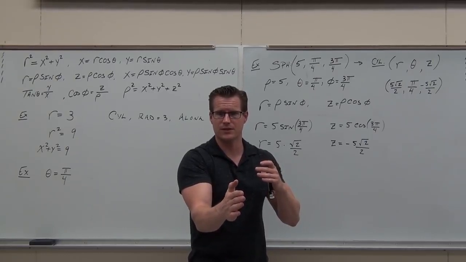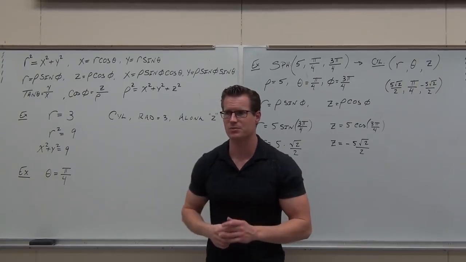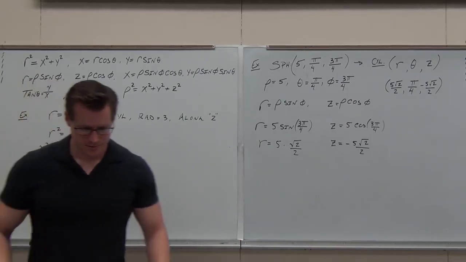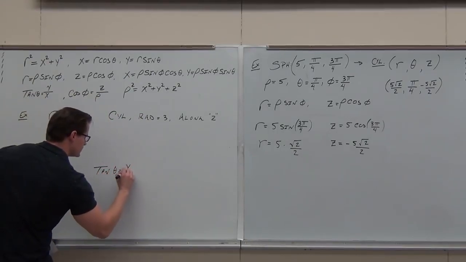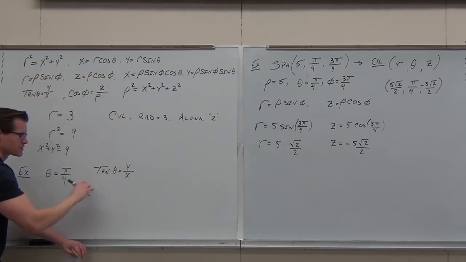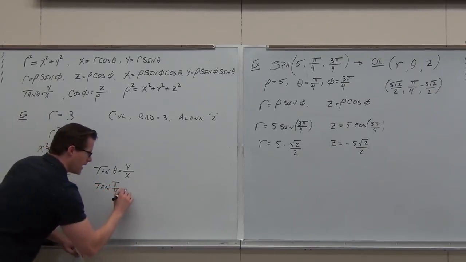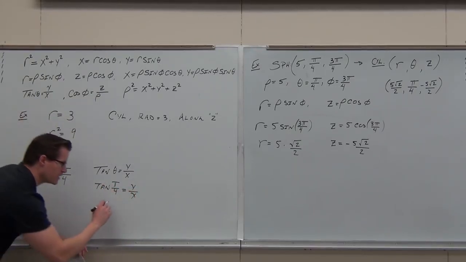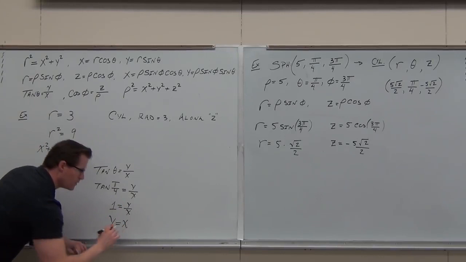If you have a fixed angle, any points along that are going to be a plane. A plane at the angle of pi over 4. I guarantee it's a plane. How can you prove it? I know that tangent theta equals y over x. So tangent of pi over 4, since theta is pi over 4, has to equal y over x. I know tangent of pi over 4 is 1. And if I solve for y, y equals x.